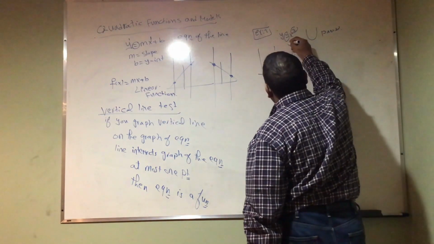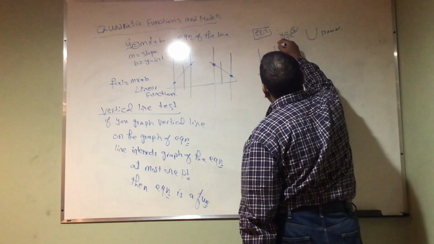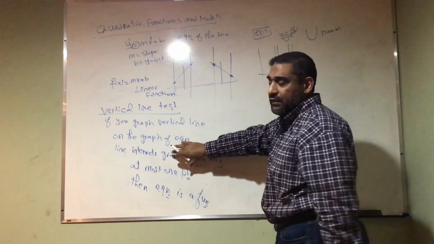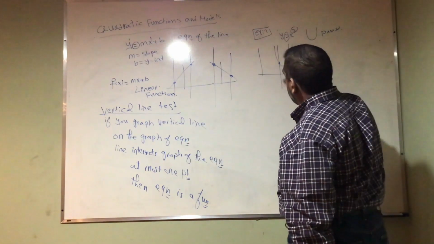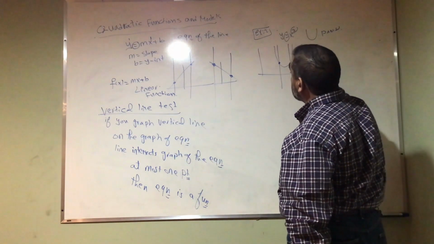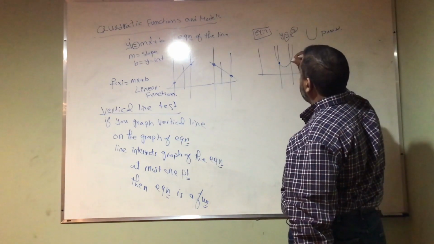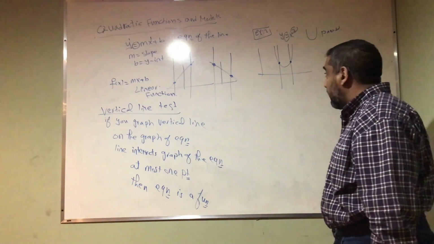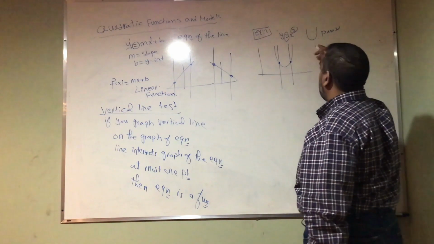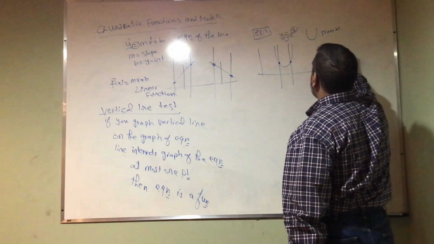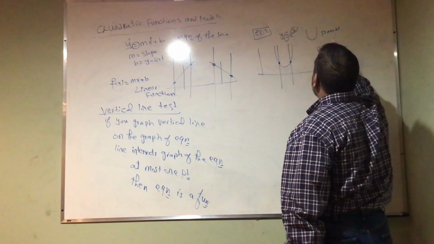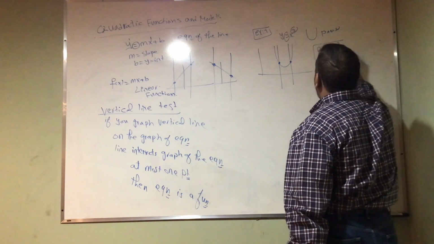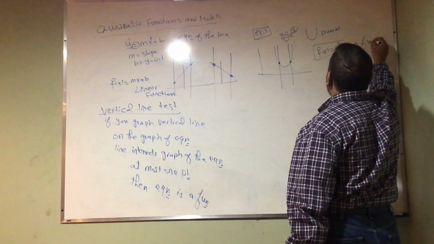If you take a vertical line like this, or a vertical line like this, I'm trying to apply the vertical line test here. It's going to intersect the graph at most one point. Because of that, this equation is a function. So instead of y, I could replace it by f of x equals x squared. So that is a function by the vertical line test.